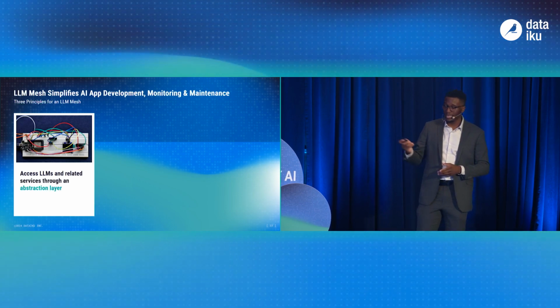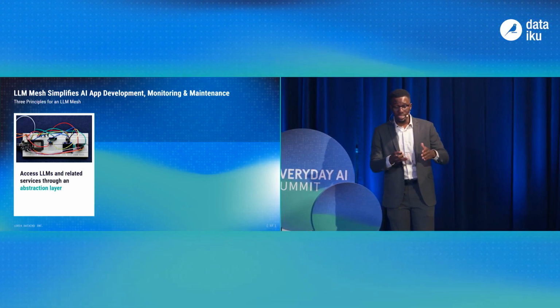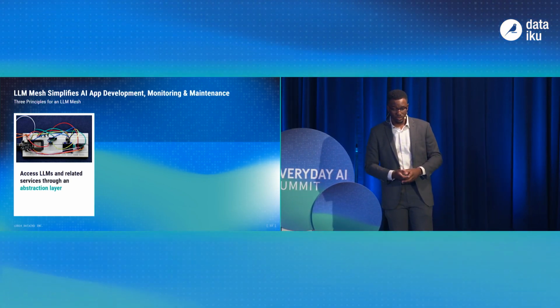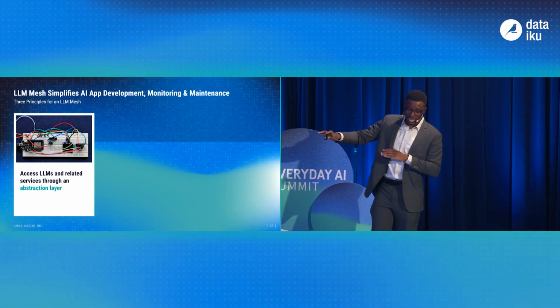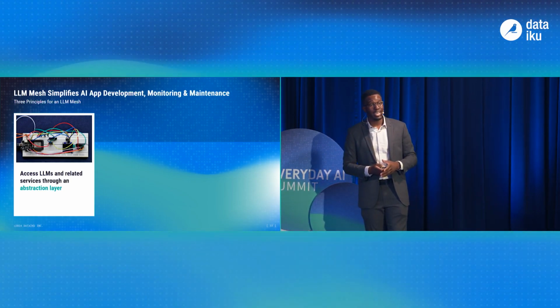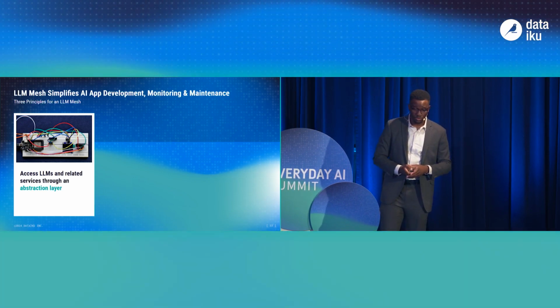First, an LLM mesh provides an abstraction layer through the LLMs and the related services that can be accessed. This standardizes the interface with all these different services so that you don't need to change anything in your application if you don't want to change the underlying service.